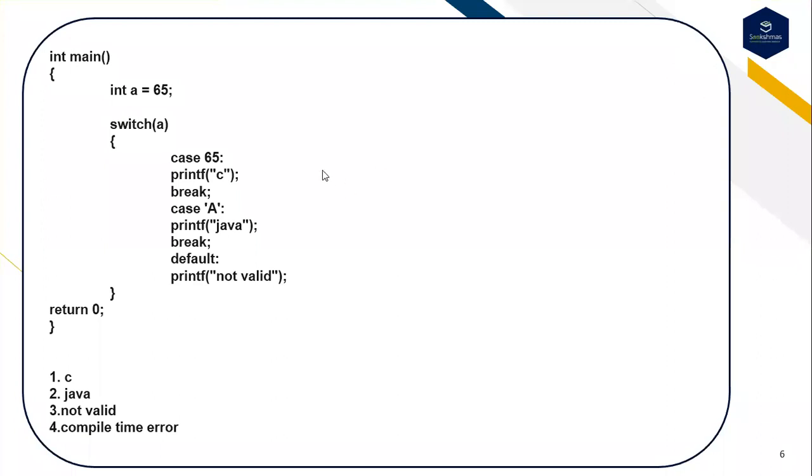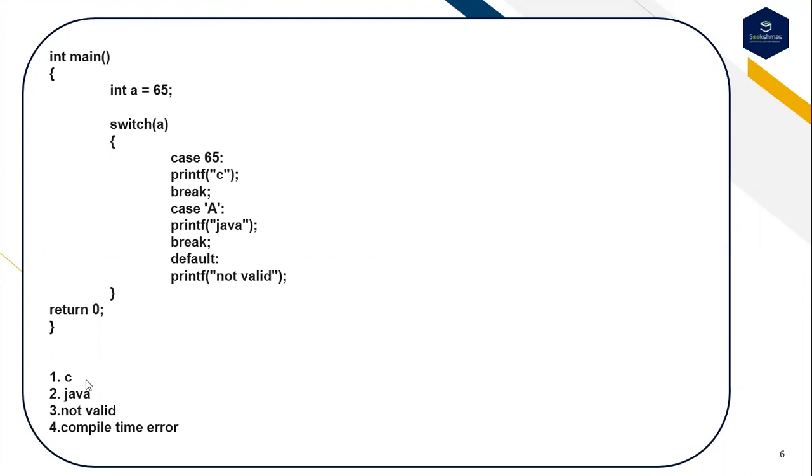This is the fifth question. int main, int a is equal to 65, switch of a, case 65. If the condition is satisfied, printf c value will be displayed on the screen, then break. This is case a. If this case is satisfied, then Java will be displayed. If none of the cases is satisfied, it will go for the default block and print not valid.